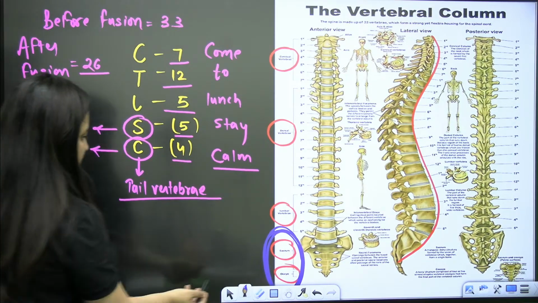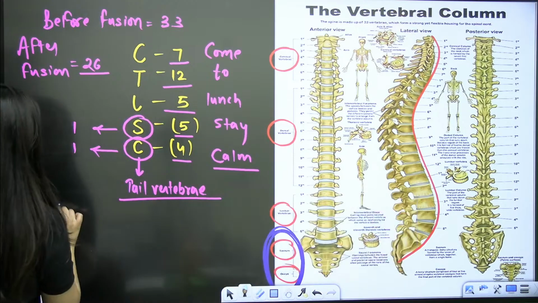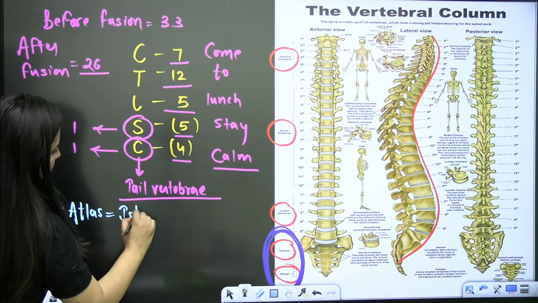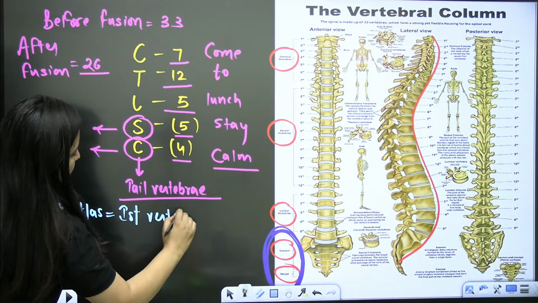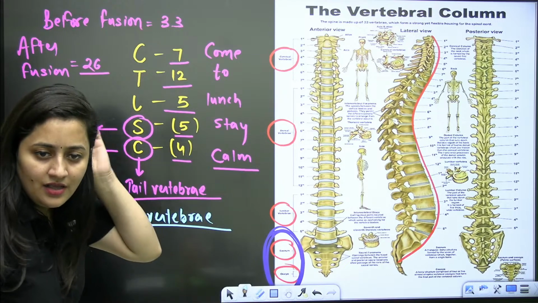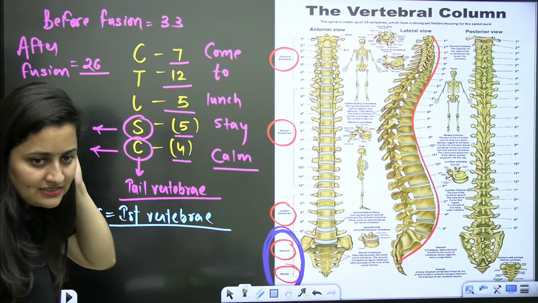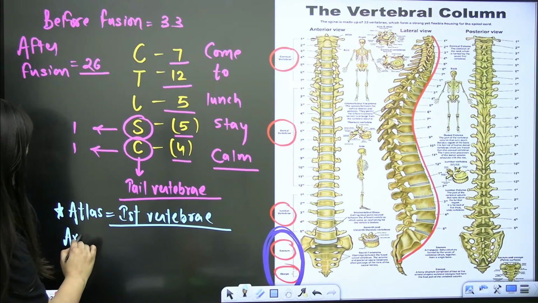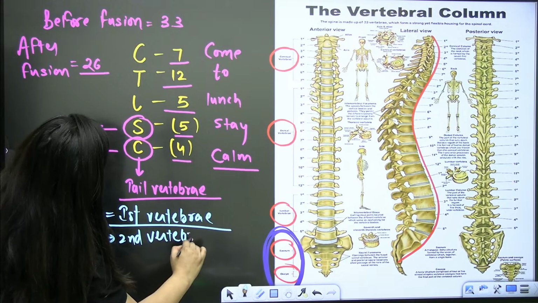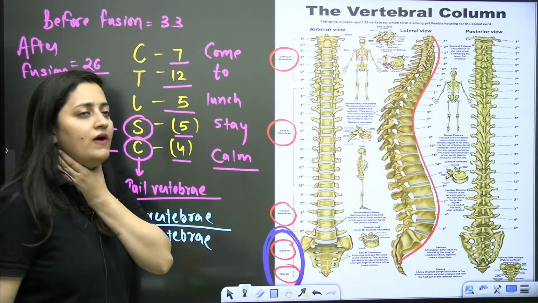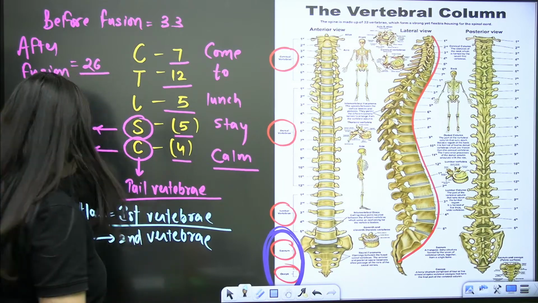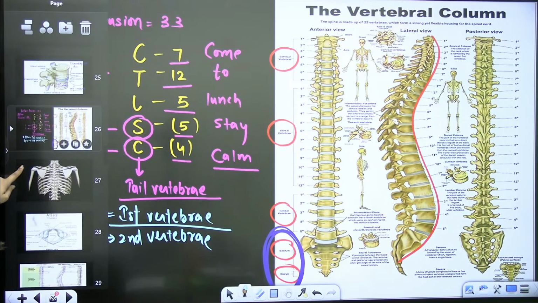Clear? So the first vertebra is the atlas, which will articulate with what? With the occipital bone, the skull. And the second vertebra here is the axis. This axis and atlas arrangement is like this, and that's why we can move our neck in this way. So that's what you have to remember.